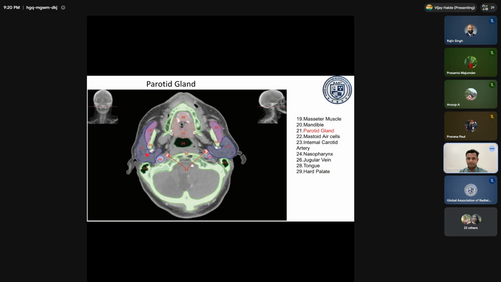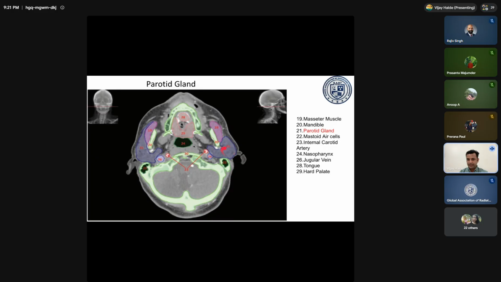So moving inferiorly, here we can clearly see the parotid gland at both sides. It will be helpful to check the weight loss of the patient after the 10 to 15 fractions, so that if the parotid glands are reduced in size or weight loss is there, or if there is a seroma near the oral cavity or buccal mucosa level, we can select that patient for adaptive radiotherapy.